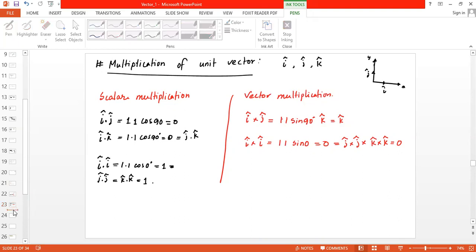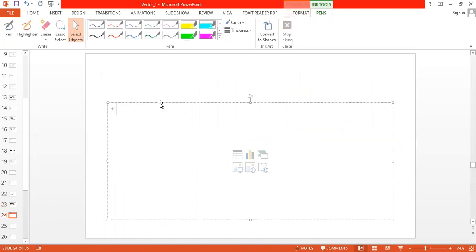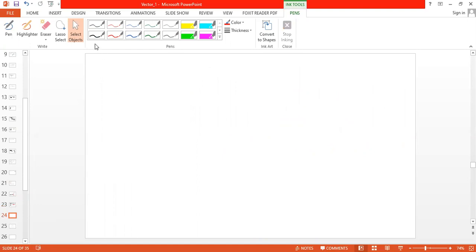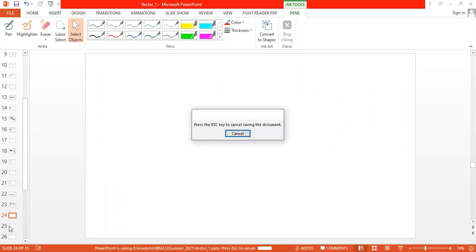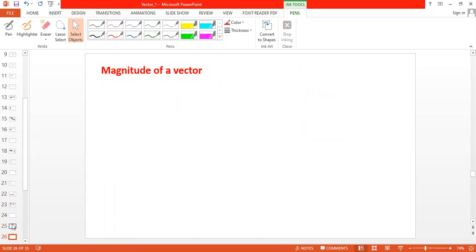And now I'm going to multiply two general, or generic, vectors by scalar product, by dot multiplication. I'm going to discuss these three now. So, multiplication of two vectors.